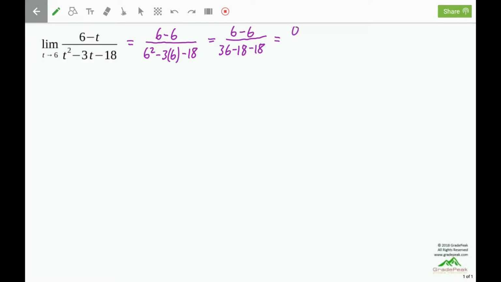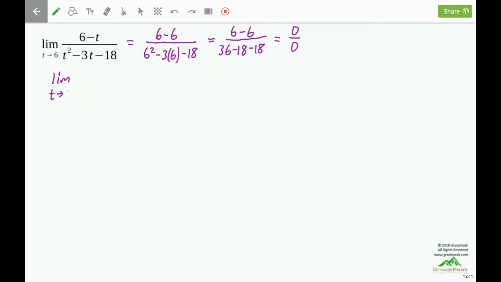In the numerator, 6 minus 6 is 0. In the denominator, 36 minus 18 minus another 18 is also 0. We have the 0 over 0 indeterminate form, and this needs to be reworked. Since these are power functions, we can try the factor and cancel method.